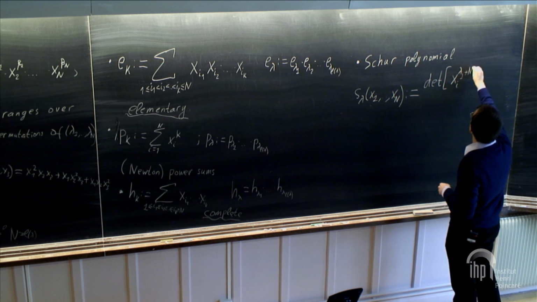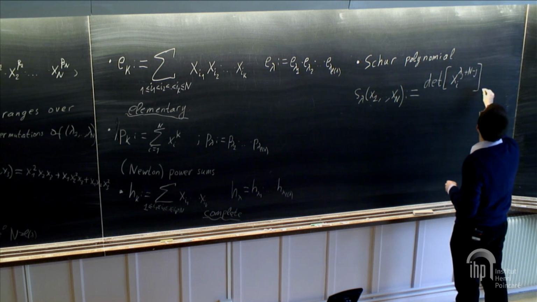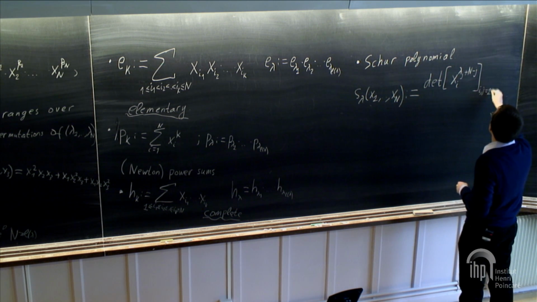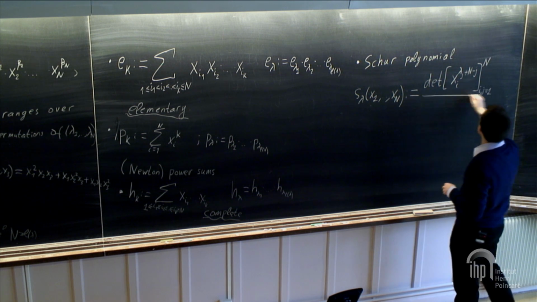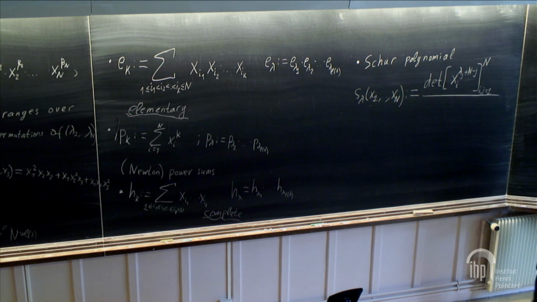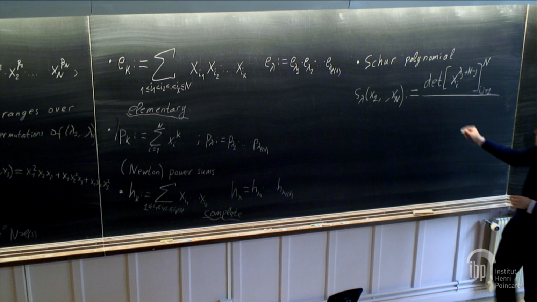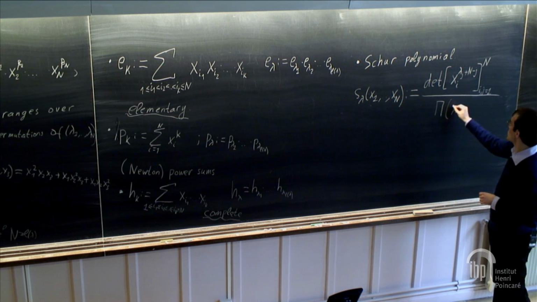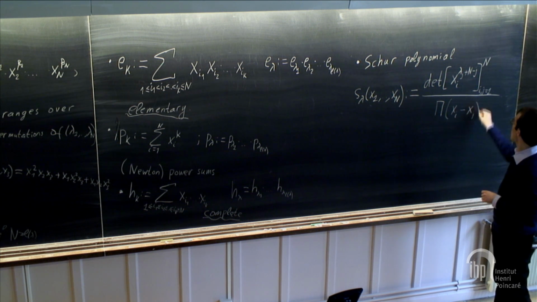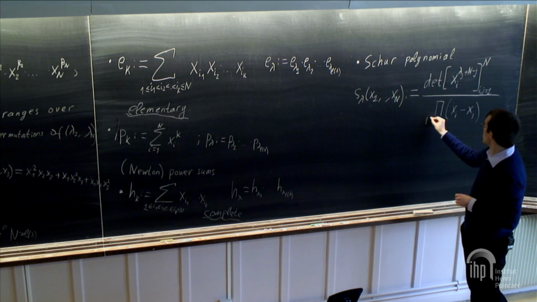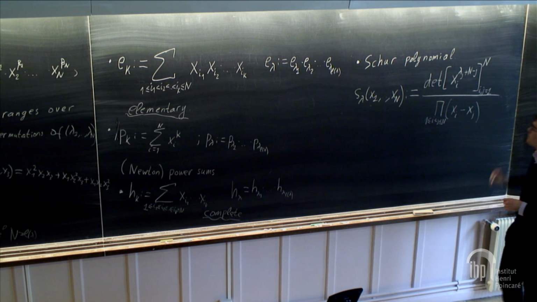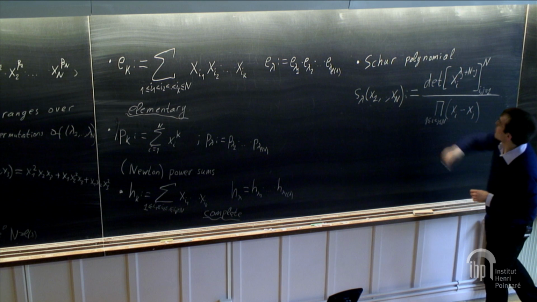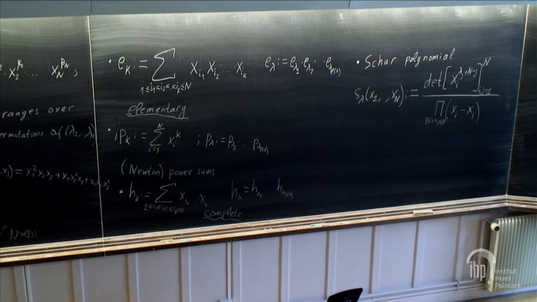the determinant of x_i to the power lambda_j plus n minus j. So both of these determinants have size n, in variables x1, ..., xn. But here, in the denominator, we have the Vandermonde determinant. I will just write it as a product of (xi minus xj). Well, first of all, it's not that clear that this is a polynomial. This is a ratio of polynomials.